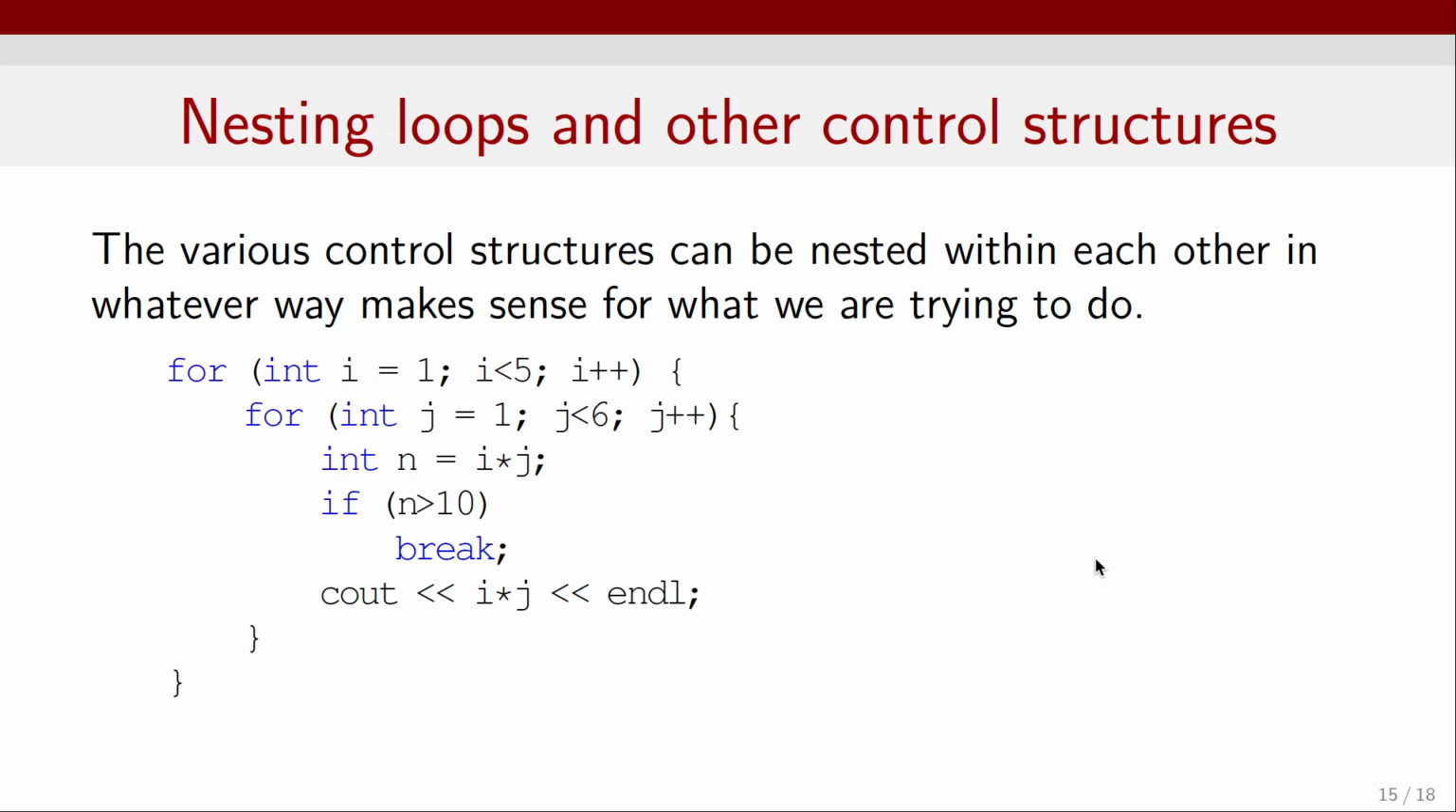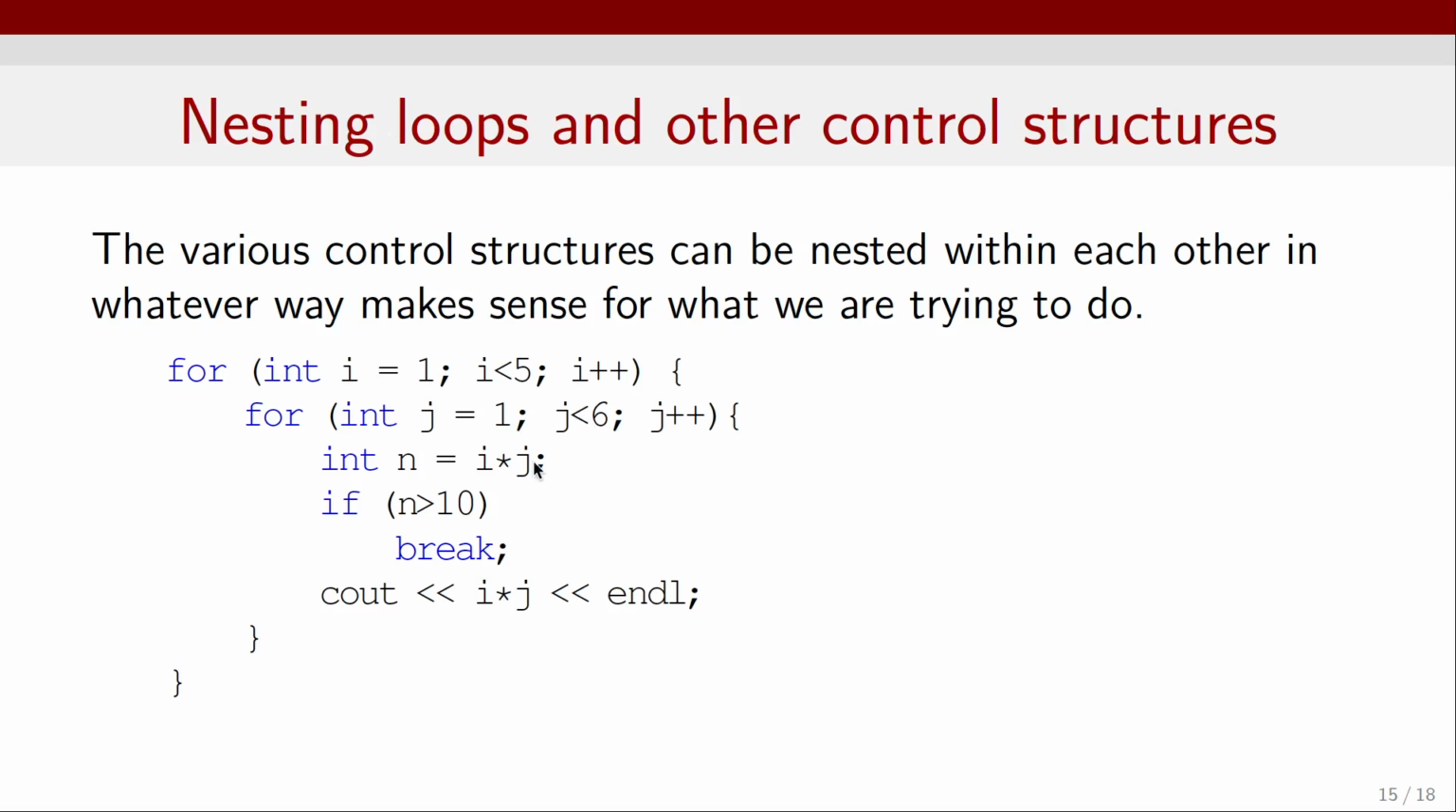So all these control structures that we've described, the for, the if, and else statements, and so on, can be nested within each other in whatever way makes sense for what we are trying to do. So in this case, I may start a loop over the variable i from 1 to 4. And then for each value of i, I want to calculate a j, which goes from 1 to 5, and then calculate the product of i and j.